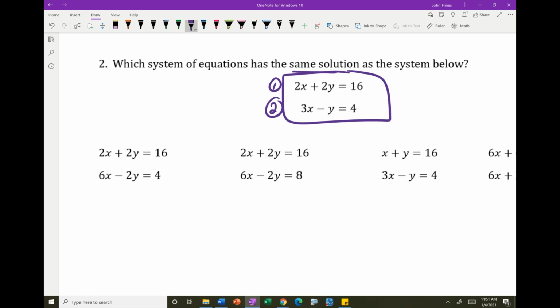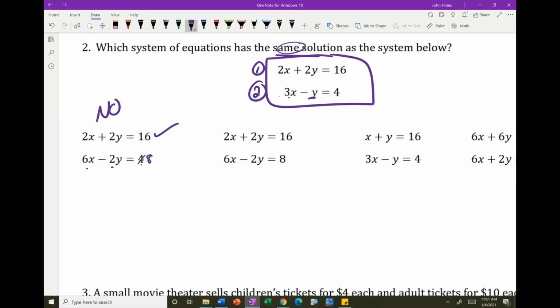2x plus 2y equals 16. That matches up perfectly. But the bottom doesn't match up. So how do I go from the bottom to here? 3x times 2 times 2. Ooh, that's not times 2. That should be 8. So does that have the same solutions? No, because it wasn't multiplied properly. That's what we're looking for here.